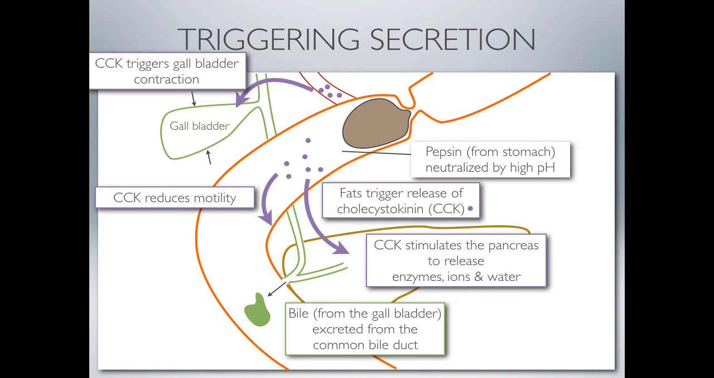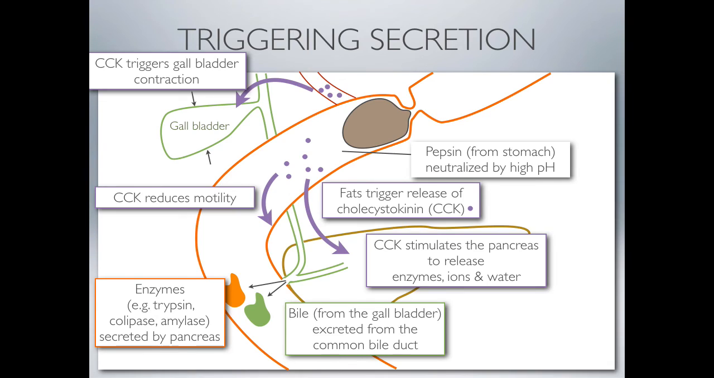Okay, at the same time that all this goes on, so these are responses that aren't CCK mediated necessarily, but they would happen with any meal, the pancreas is also generating secretions that are going to contribute to chemical digestion and absorption. So those include enzymes, like trypsin, collapase, and amylase. Those are all secreted by the pancreas.